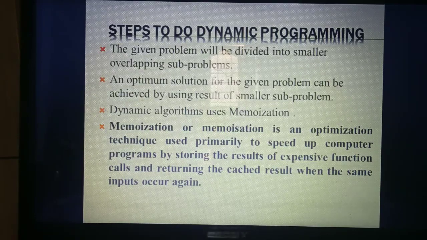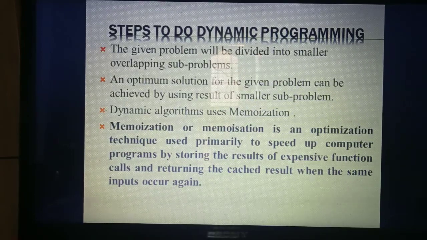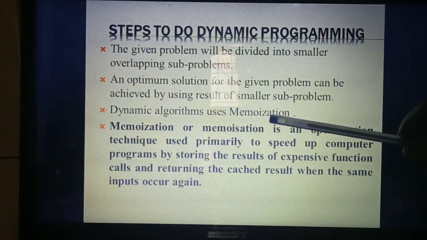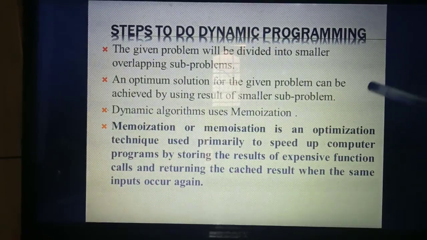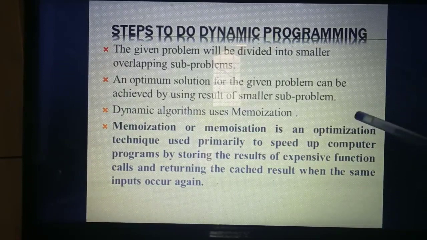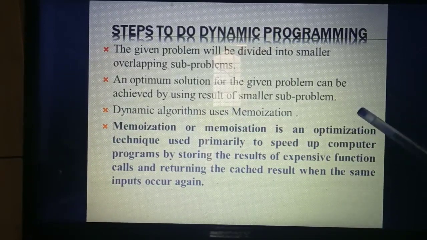So this dynamic algorithm uses one technique called memoization. Memoization. This is an important 2-mark question. What do you mean by memoization? They ask this 2 or 3 times. I think in one midterm exam and the half exam also they asked about memoization. But this is not a book-back question.